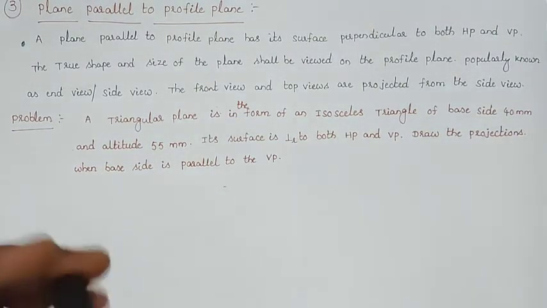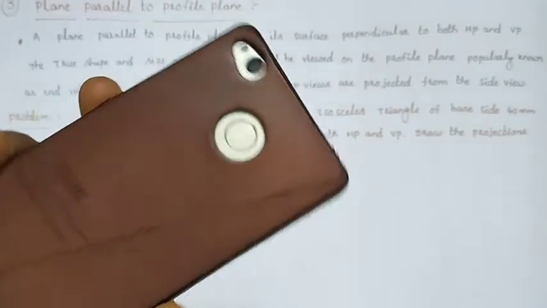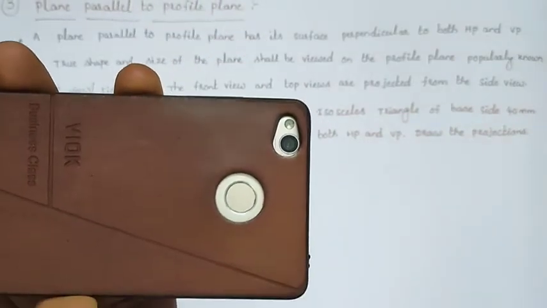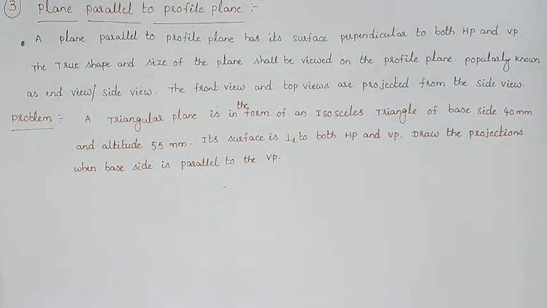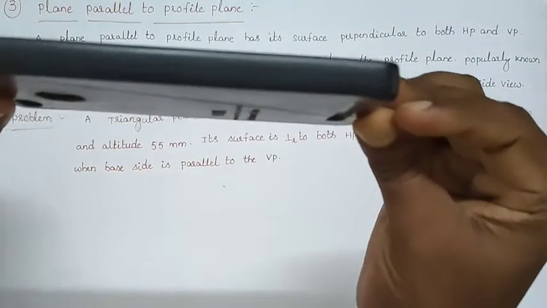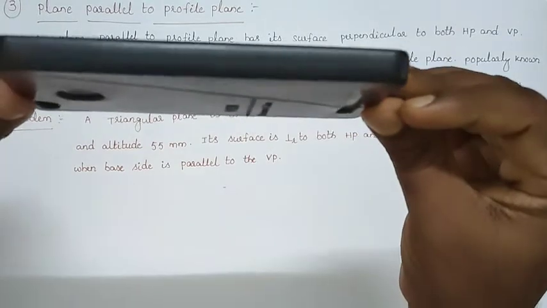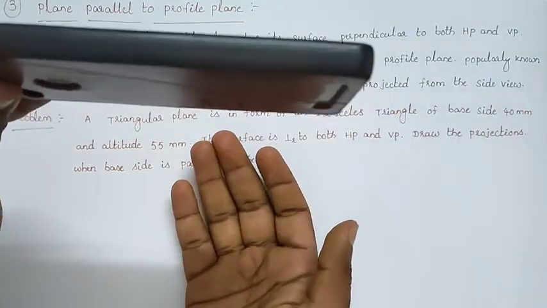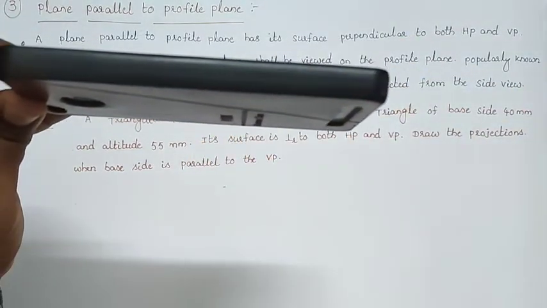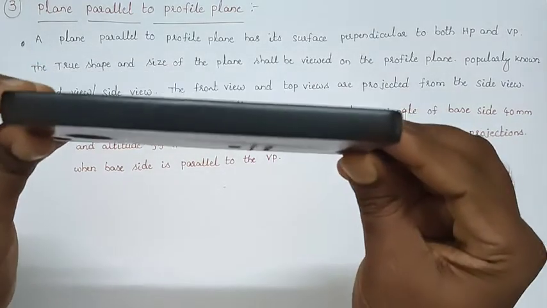This one is the plane surface. I am taking an example. This mobile phone is the example for the plane. Plane surface perpendicular to both HP and VP. So this is the position. With respect to the horizontal plane it is perpendicular, and with respect to the vertical plane also it is perpendicular.